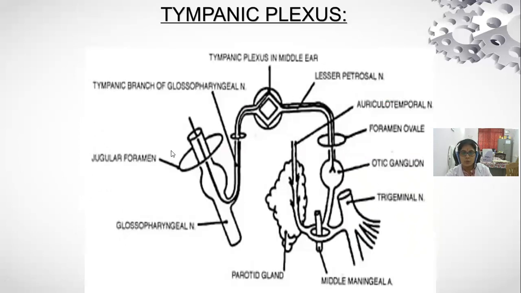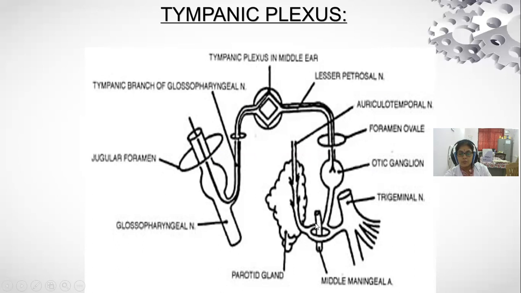So you should know about the tympanic plexus also. Tympanic plexus is formed over the promontory, and it is formed by the tympanic branch of the glossopharyngeal nerve and the lesser petrosal nerve. So why should you know about the tympanic plexus? Since it has secretomotor or parasympathetic postganglionic fibers to the parotid gland, that will actually come from your lesser petrosal nerve and the auriculotemporal nerve.